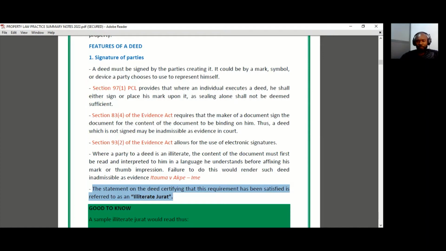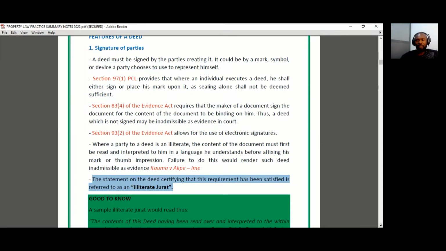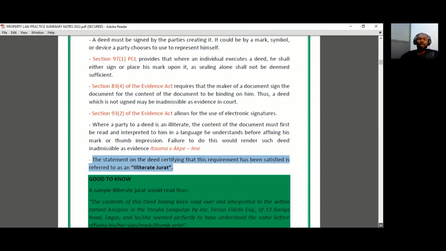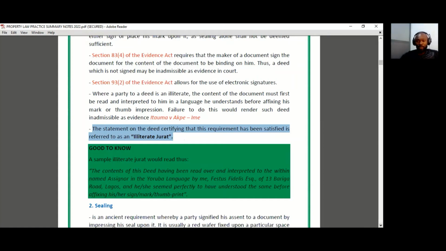The same rule applies when you have a blind person as a party in the transaction. A blind person jurat must be included, which would again be a statement stating that it was read aloud to that blind person before they signed it. A jurat is one thing that you unavoidably would be drafting in any property law practice exam. So it's very important to know how to draft a jurat.